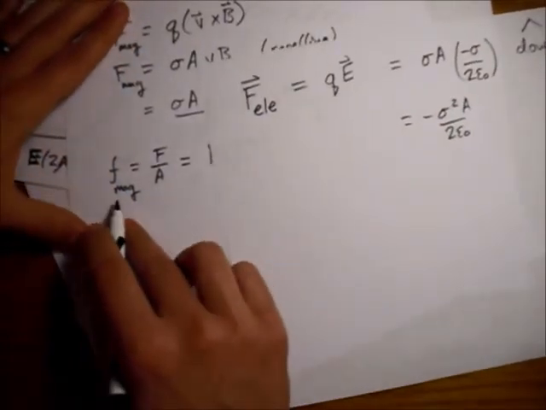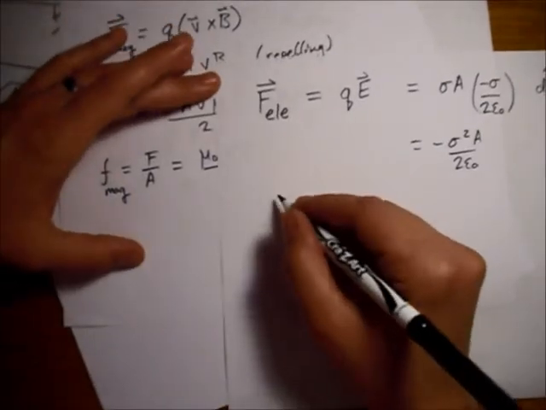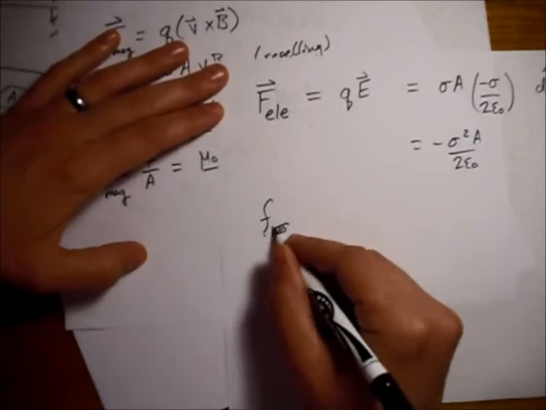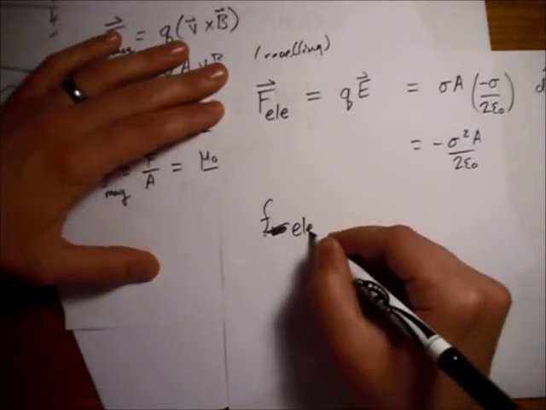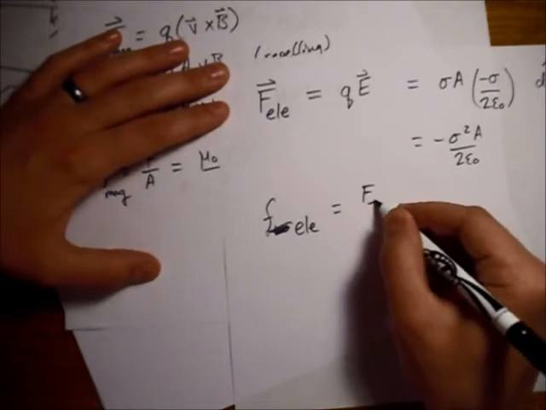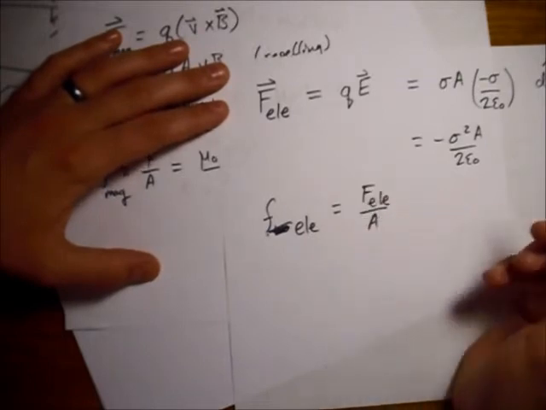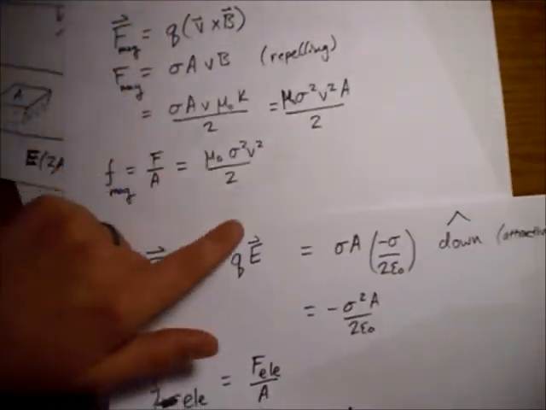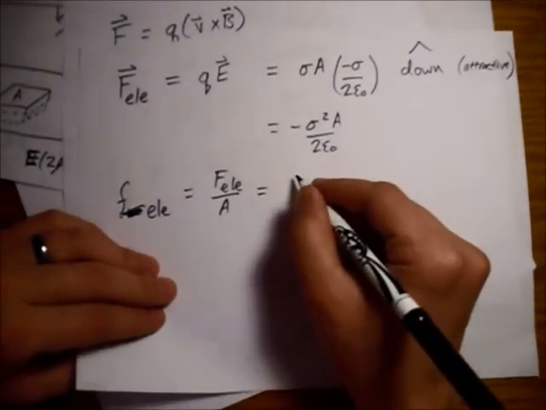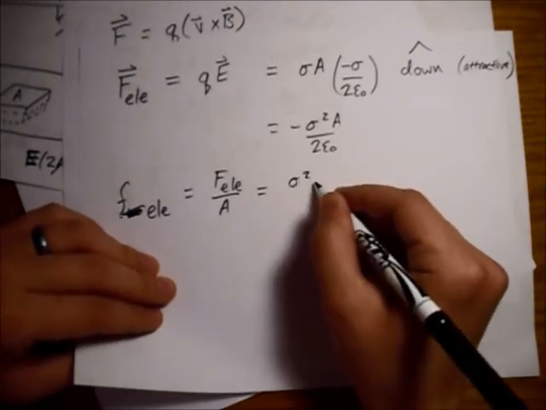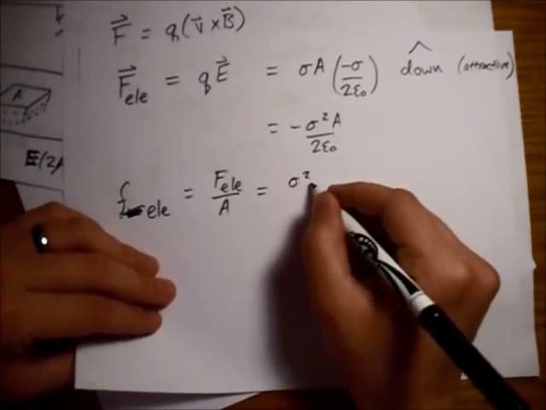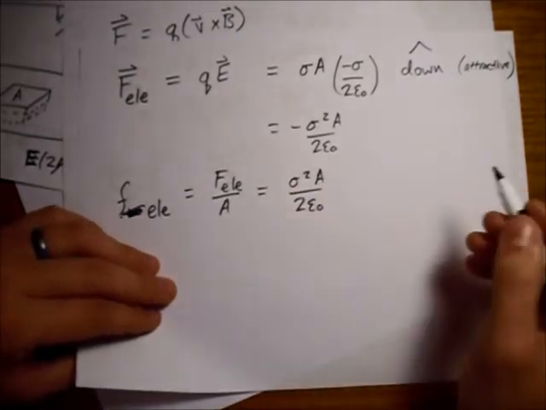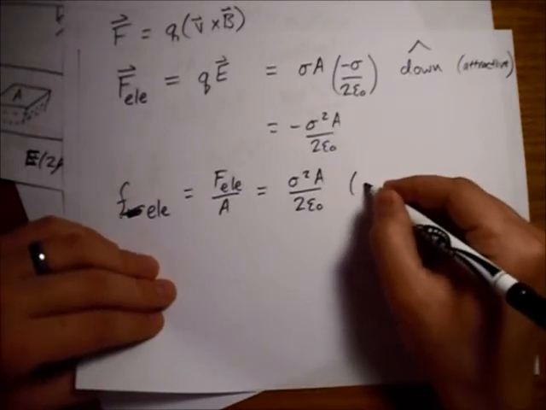Now let's write it just like we wrote for the magnetic force. Let's write force per unit area. Oh, here I go again. Writing magnetic. Okay, and then I'll just write the magnitudes once again. Right, the magnitude of this is sigma squared A over 2 epsilon naught, and then I'll put in parentheses attractive.